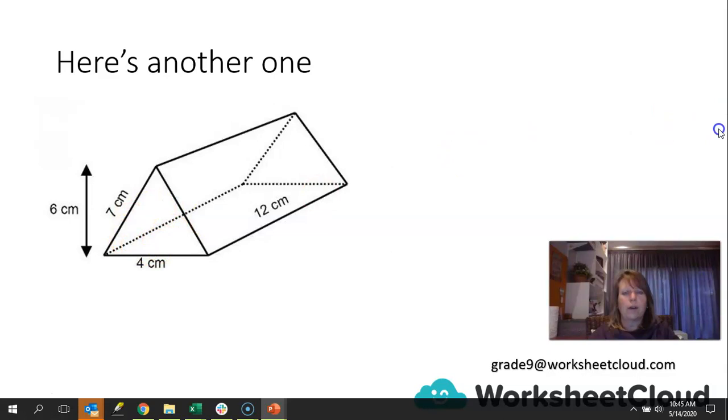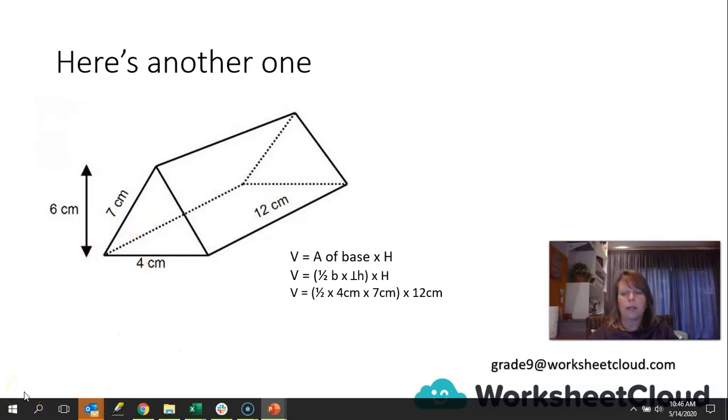So let's carry on. We're going to say volume is equal to the area of the base, so that's the area of the triangle, times the height of the whole shape. Okay, so we've got half base times perpendicular height times the height of the whole shape. Half times 4, there's your base, times, it shouldn't be times 7, it should be times 6.